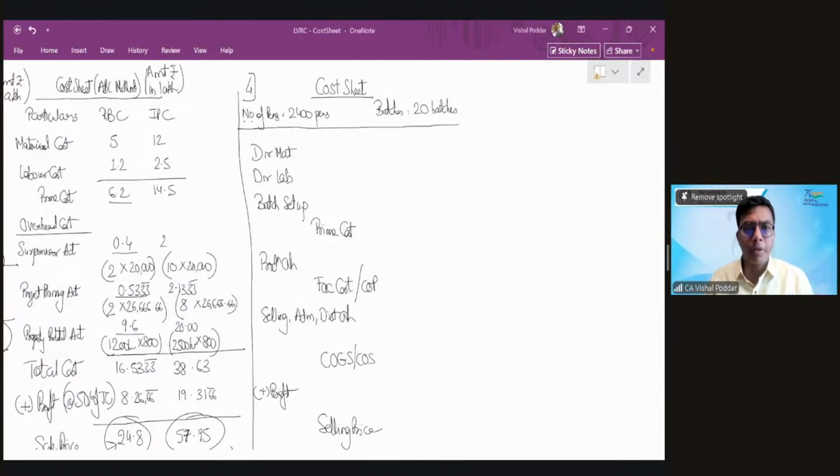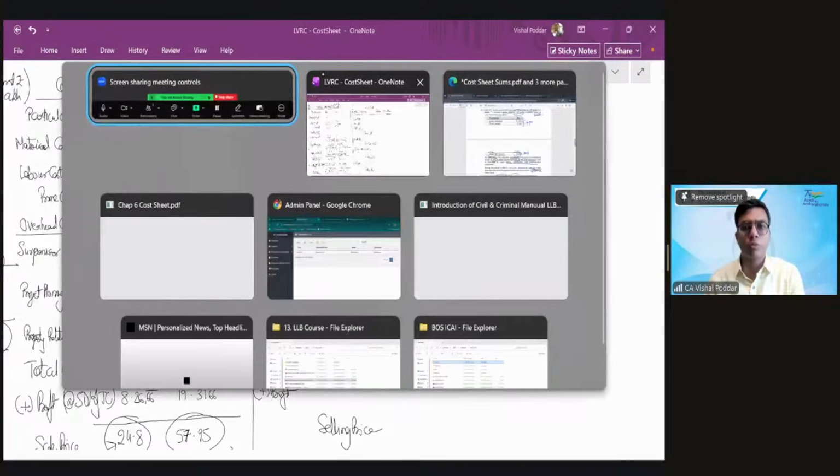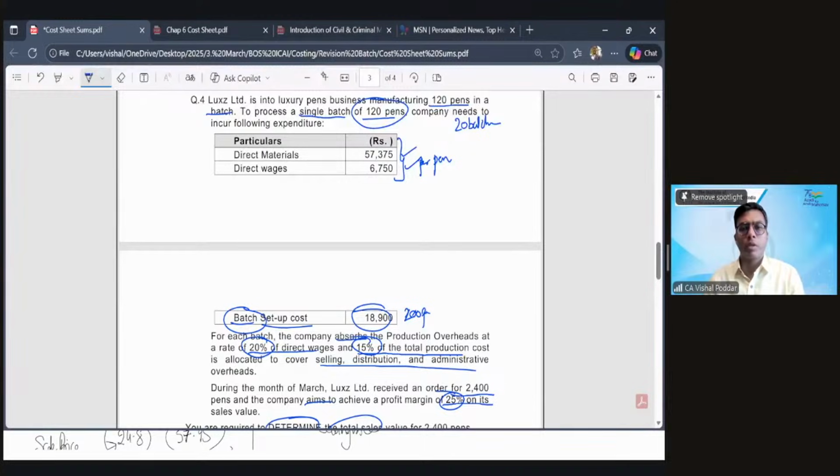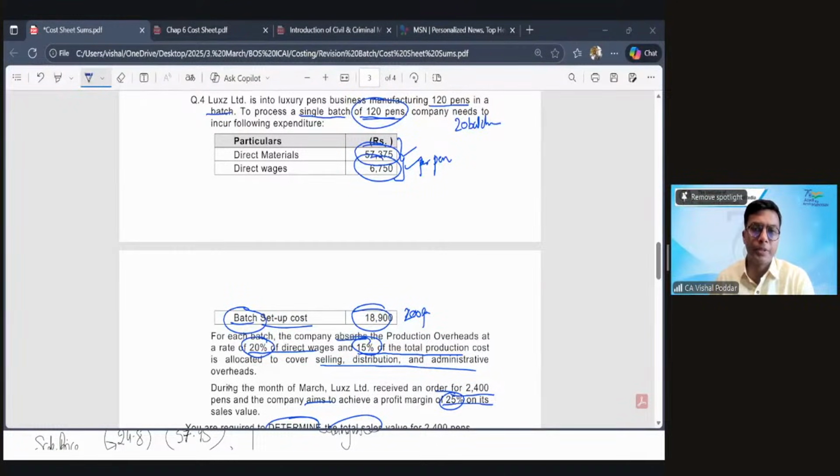So if you have completed, let me solve. Now we were given the material and labor cost, which was pertaining to 120 pens. Now we have the cost sheet to be prepared for 2400 pens. So we'll use this same cost structure to derive the cost of 2400 pens. So it is 57375 and 6750.